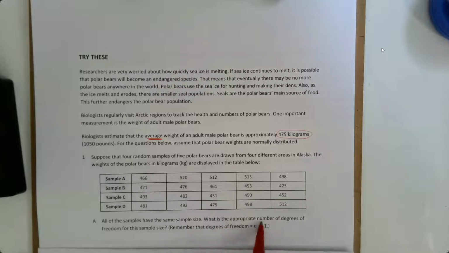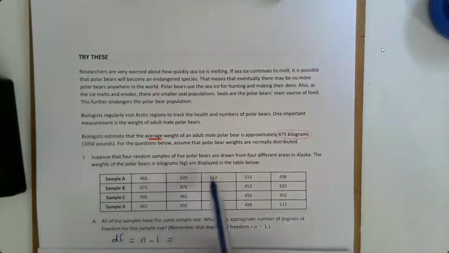What is the appropriate number of degrees of freedom for this sample size? So recall that the degrees of freedom is equal to n minus 1. N is the sample size. Sample size 1, 2, 3, 4, 5. 5 weights in each sample. So it's going to be 5 minus 1 or 4. The degrees of freedom is equal to 4.